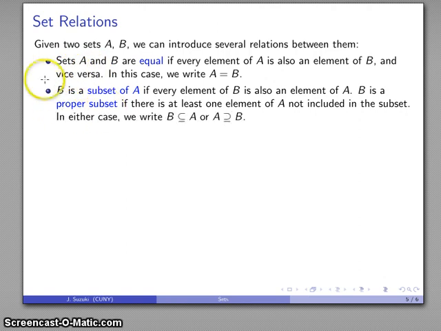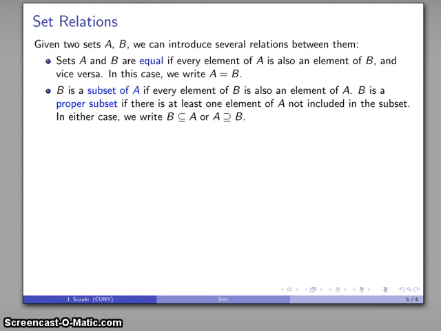In either case, if B is a subset of A, we use the notation B subset, sort of like a mutated less than or equal to sign, A. We can also write it the other way. If I read right to left, it's the same sequence, B subset A. But if I read from left to right, I might read this as A contains B.